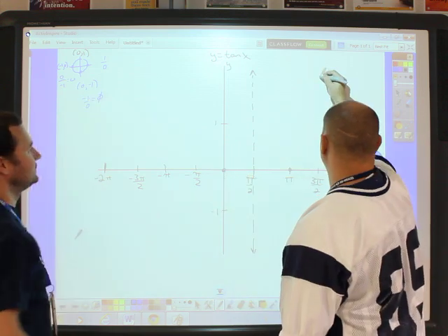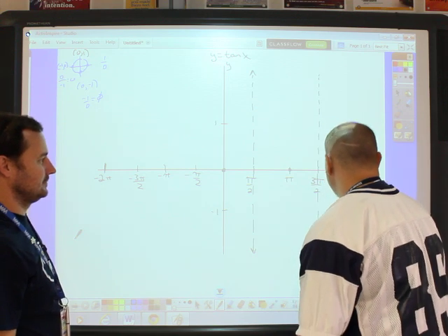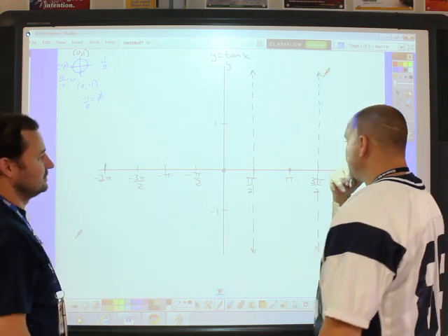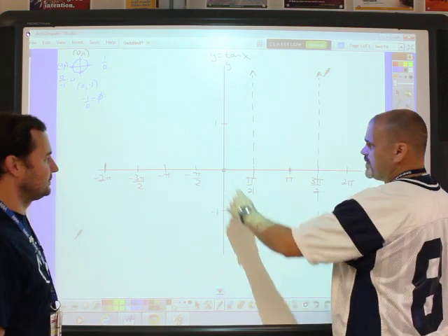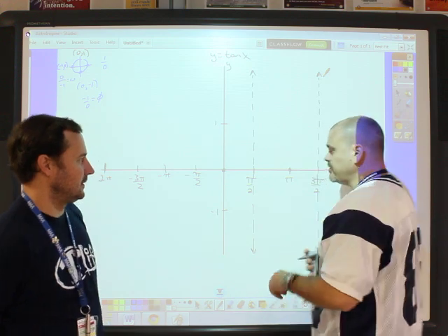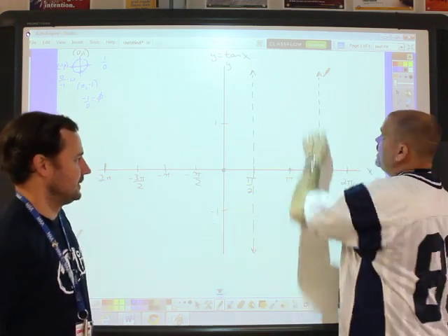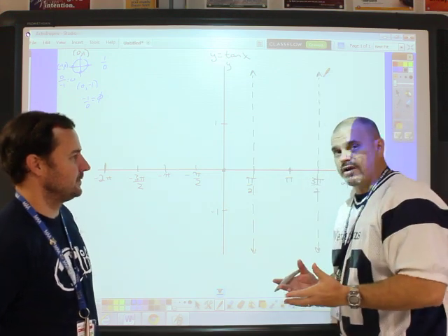And when it's undefined algebraically, graphically, we have an asymptote on our graph. If you'll notice, we have a 0 x-intercept. At pi over 2, we have a vertical asymptote. At pi, we have another 0 x-intercept. And at 3 pi over 2, we have an asymptote, correct?